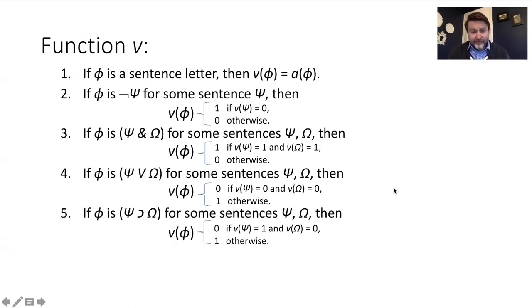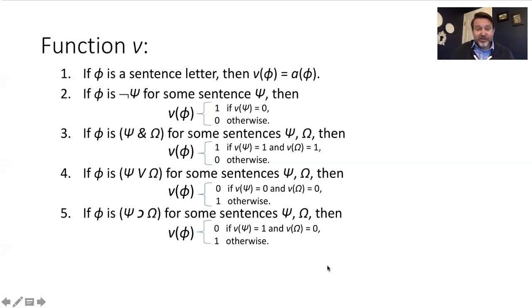We can express a rule for the conditional as well. So if our sentence phi is a conditional statement, if psi then omega, for some sentences psi and omega, then the value of phi will be 0 if the value of psi is 1 and the value of omega is 0. And it'll be 1 otherwise, right? So either the consequent is true or the antecedent is false, right?